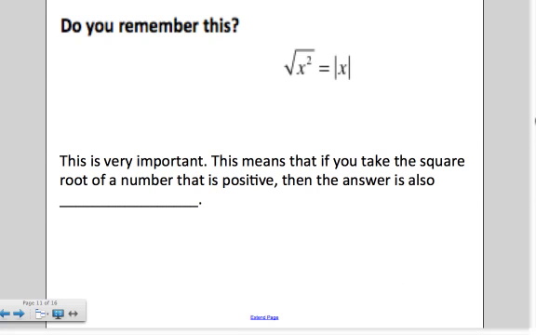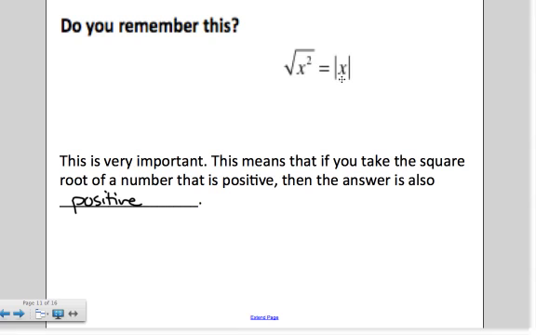All right, do you remember this? When you take the square root of something squared, you get two possible answers. You get the positive answer and the negative answer. Well, this is very important. This means that if you take the square root of a number that is positive, because x squared is positive, then the answer is also positive.